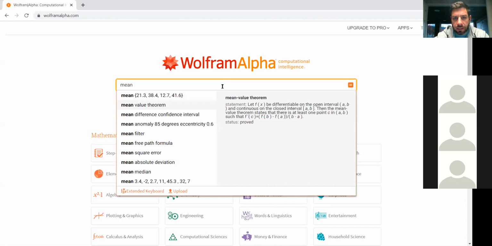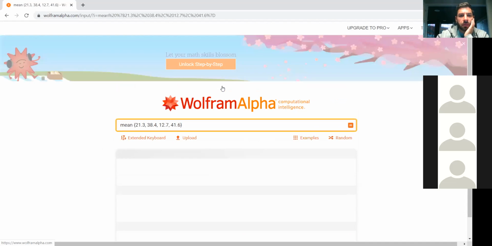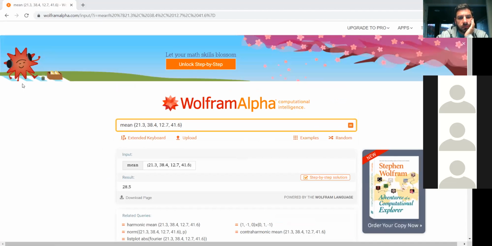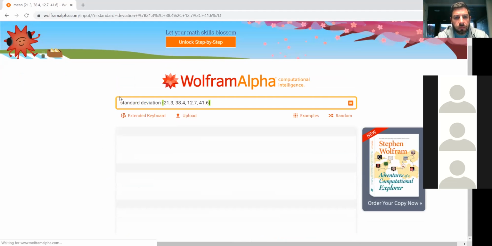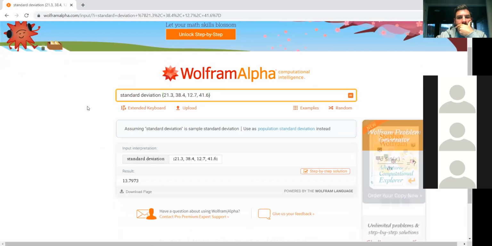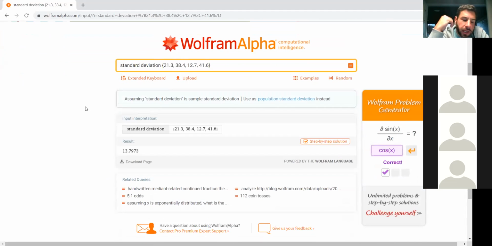So if I just ask it to compute the mean of some numbers, it gives me this mean. And what if I said standard deviation? So what happens here, and you will recognize this hopefully from what we went through a few months ago, I gave it a few numbers. I asked it to compute standard deviation. And you'll notice that Wolfram gives me a disclaimer.